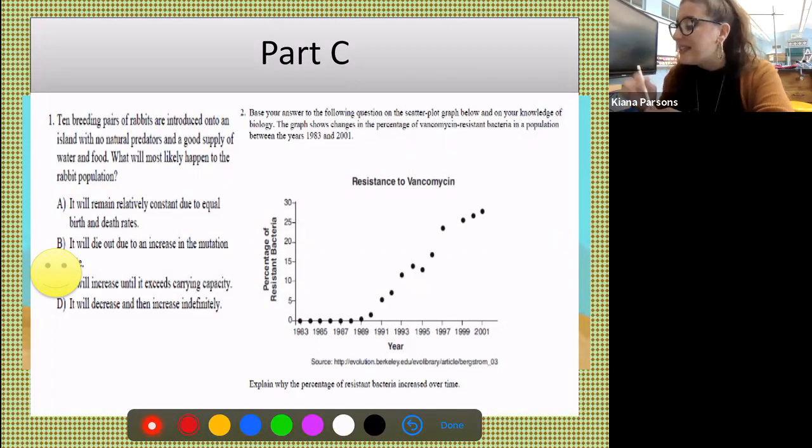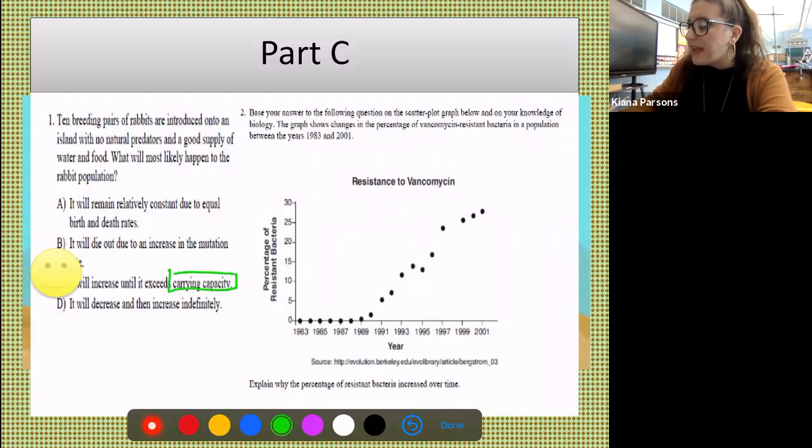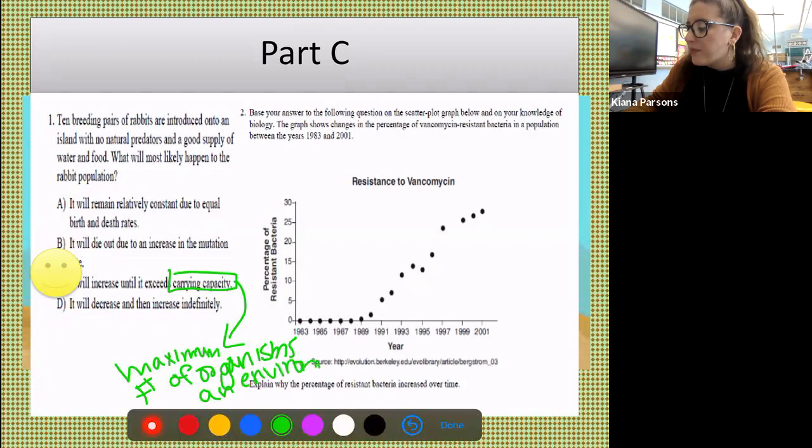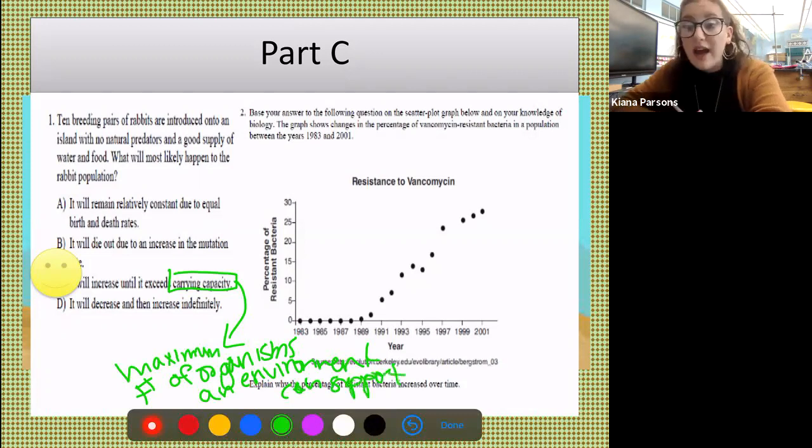Carrying capacity, this is an ecology term. We're going to talk more about it in our next unit, but carrying capacity has to do with the maximum number of organisms an environment can support. And then after that, they start to die because there's not enough resources to support them in that environment.